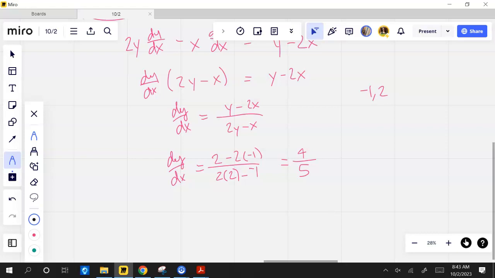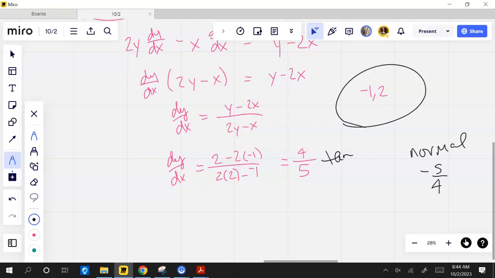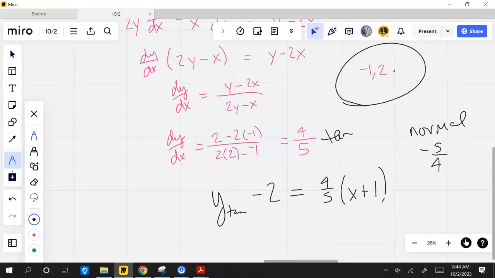This is the slope, that's right. This is the tangent, so then the normal would be negative 5/4, right? And I've got my point. Opposite reciprocal. So point slope, I'm going to do the tan line, slope times x minus x1, and then the normal line, minus 2, just changes that slope in front.